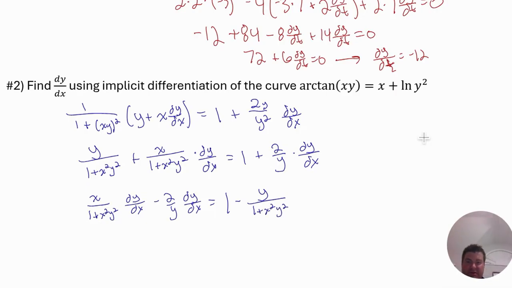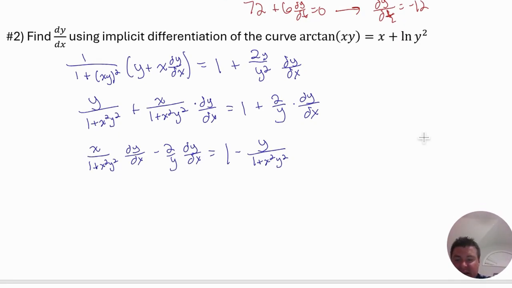So I'm going to spare you some of the algebra here. Let's go ahead and get to the final answer. You should all know how to divide out a dy/dx. If you do not know how to divide out a dy/dx, you're going to need to go watch somebody else's videos on how to do algebra.